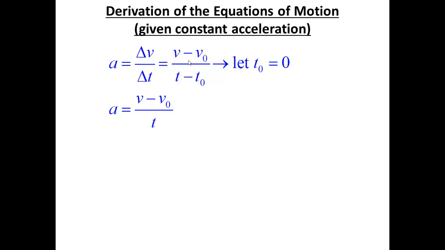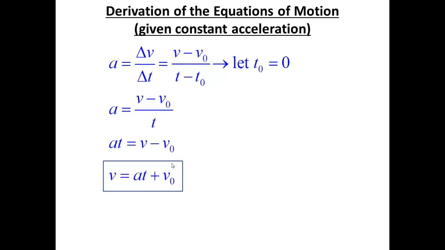Now, if I take this formula and solve it for v, move the t over, move the v naught over, I get this handy little formula, which is velocity equals acceleration times time plus your initial velocity. So if I want to know the velocity of an object, and I know that it's constant acceleration, and I know what time it is, and I know what velocity it started at, then I can tell you its current velocity.